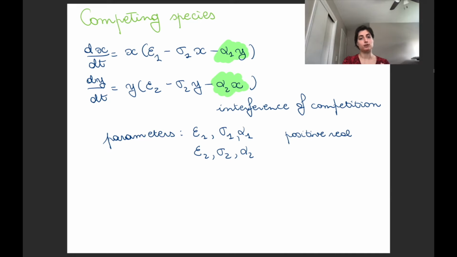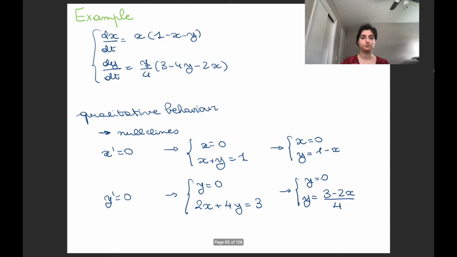So we have a lot of parameters. We have epsilon 1, sigma 1, epsilon 2, sigma 2 given by the two logistic equations, and we have alpha 1 and alpha 2. The 6 parameters are all positive and real. So we try to study the qualitative behavior.